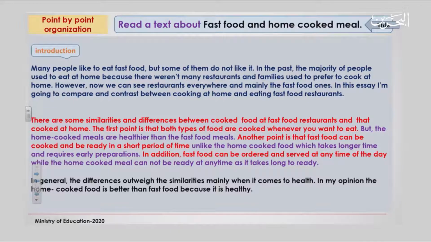Okay, so what do we notice? The introduction in both are the same. The change comes here. Let's read it. There are some similarities and differences between cooked food at fast food restaurants and that cooked at home. The first point is that both types of food are cooked whenever you want to eat it. But the home-cooked meals are healthier than the fast food meals.